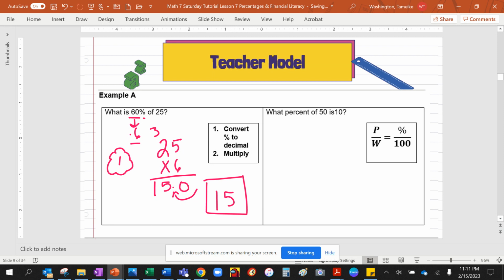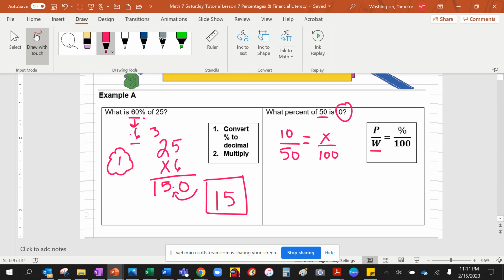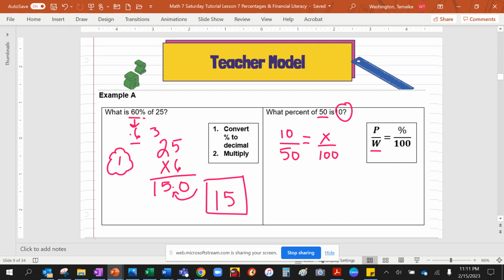The next problem says, what percent of 50 is 10? Because 50 is the bigger number here, that's going to represent my whole in my percent proportion. 10 will represent my part. So if I were to set this up, I would have 10 over 50 equals x over 100. X represents my percentage because that is what I am looking for. That is the unknown. Now you could use a vertical scale factor or a horizontal scale factor. In this case, let's use a horizontal from left to right.